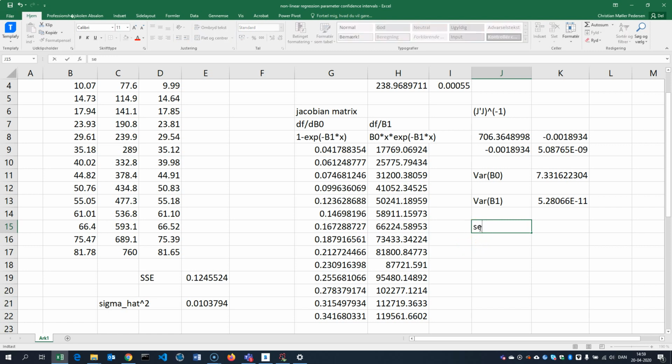Maybe we should compute the standard error of beta naught first. Well, that's just the square root of the variance. And the standard error of beta 1, that's the square root of the variance.